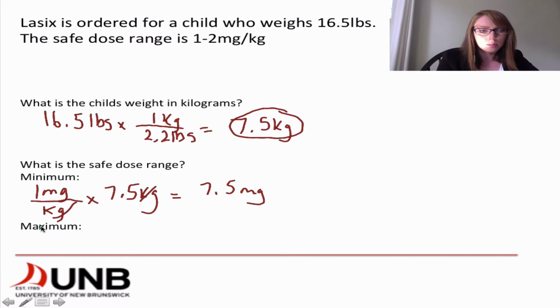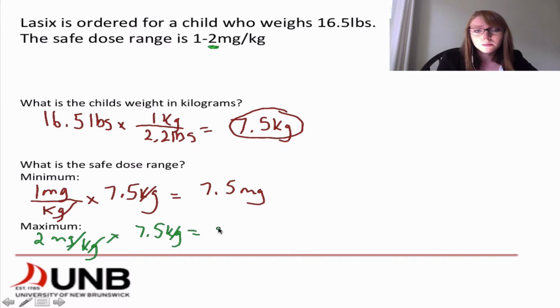So to do our maximum, we see that the maximum here is 2 milligrams per kilogram. So if we're going 2 milligrams, like I said, per kilogram, we're multiplying it by the same weight, 7.5 kilograms. And we do our math, our units cancel out, which is lovely. We know that the maximum safe dose range is 15 milligrams.